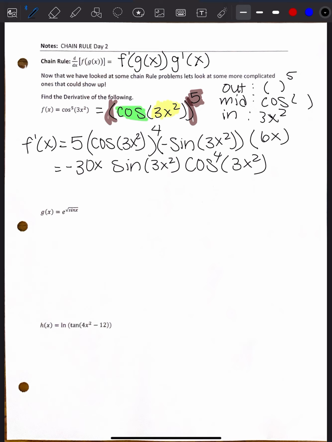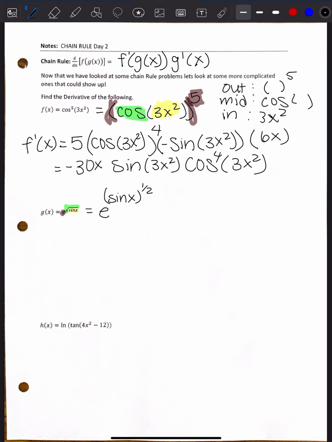Our next one, we have e to the power of the square root of sine of x. We have our inside function. If I were to plug in x, it's going to go inside of sine. We have our outermost function. I have to deal with e to a power last, and our middle function, which is this square root. When we're dealing with square roots, we have to remember to change what our function looks like. So what we're really dealing with is e to the power of sine of x to the 1/2 power.